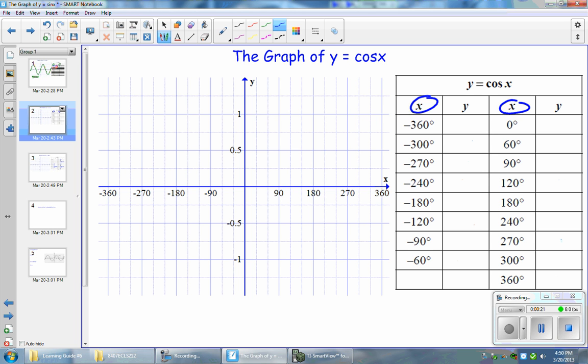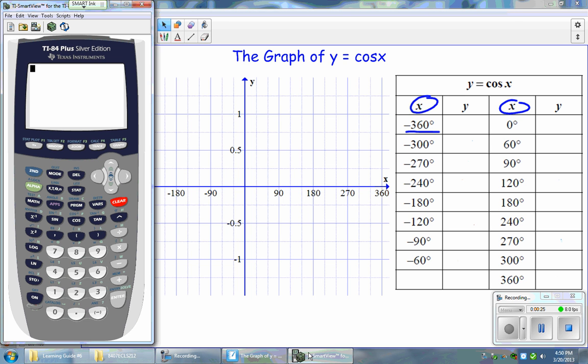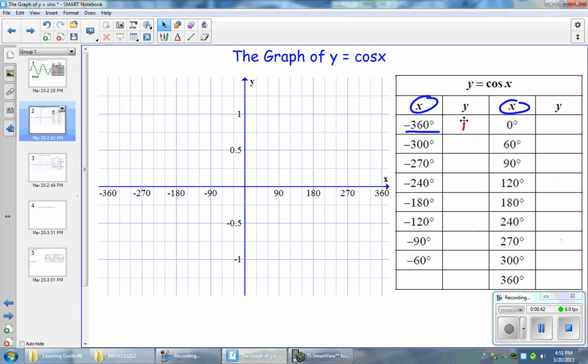The first x value that I have here is negative 360. So we're going to take the cos of negative 360 to find that y value. Once again, make sure your calculator's in the right mode. Make sure you're in degree mode, which I am. So cos of negative 360 is going to give you a value of positive 1. That's going to go right in the first cell.